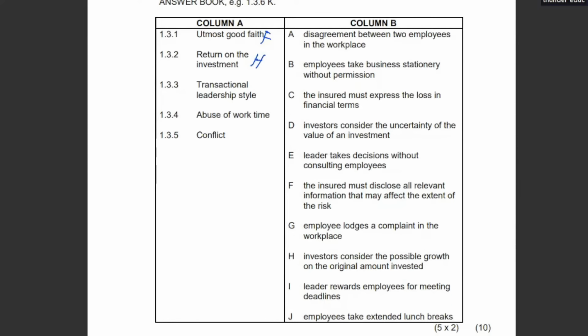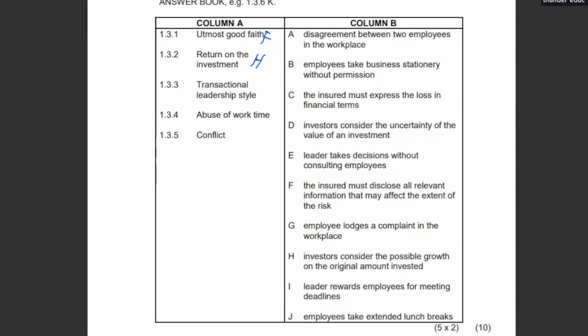Good. So now, moving on to 1.3.3, we have transactional leadership style. Remember, grade 12s, you did study different types of leadership styles, and you should know the meaning of each and every leadership style, because these leadership styles are applicable to different sets of scenarios. That is why you should first understand what the leadership style entails.